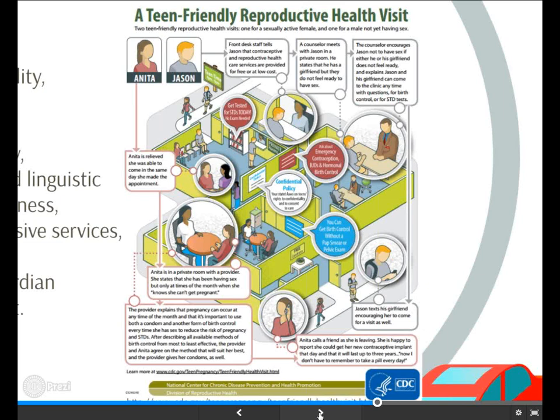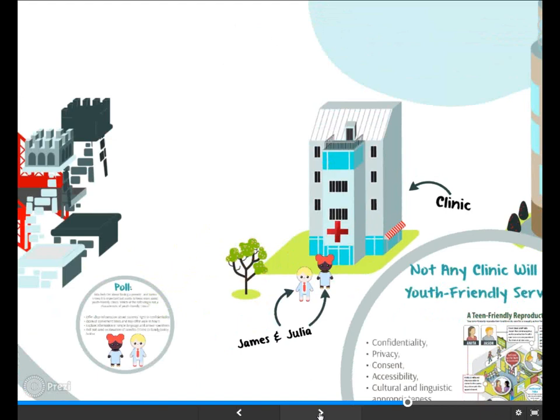So now James and Julia, we're back to them, and they're feeling pretty good about what services that they can seek out. They know about what kind of clinics, youth-friendly clinics, they can go to. So how do we actually get them to those clinics? So I want to take just a brief moment and see if there are any questions that have come up. Marissa, have anything come up?